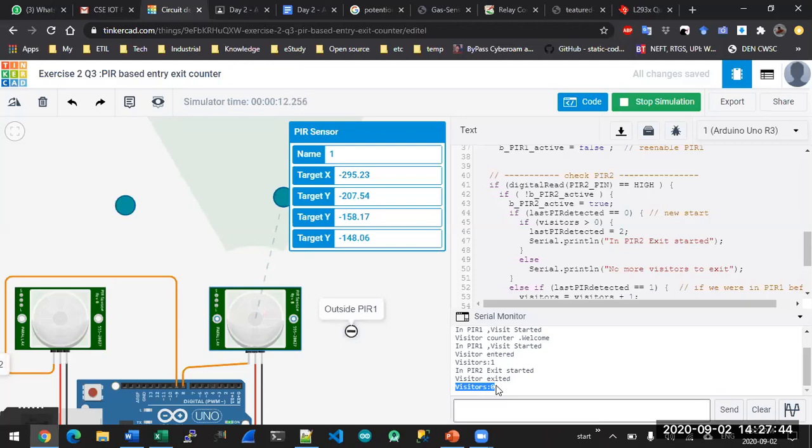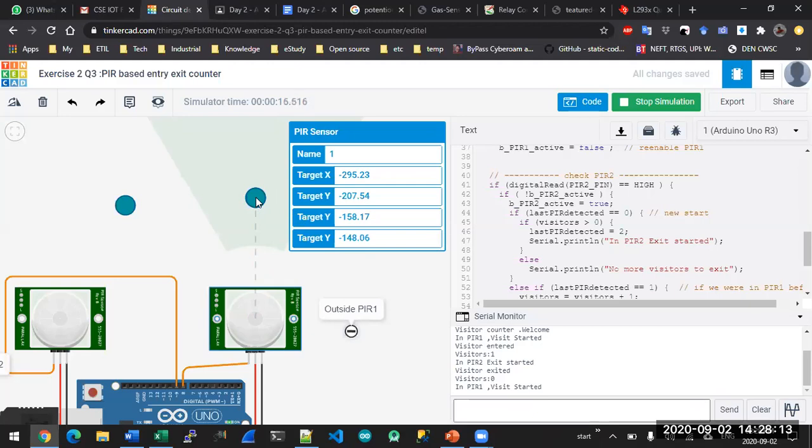Earlier the visitor count was 1. So now one visitor has exited, so the count is reduced to 0. Okay, so you can now see some other cases of how the person can move. Like a person started entering, but currently is not moving to the inside sensor.